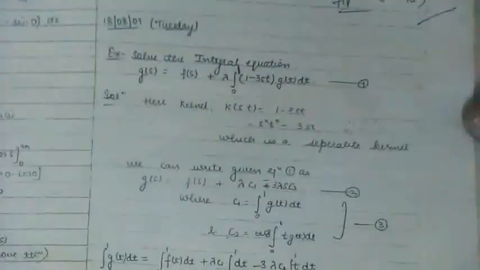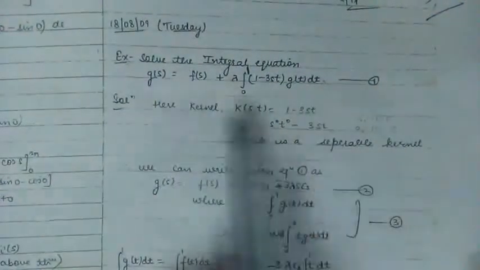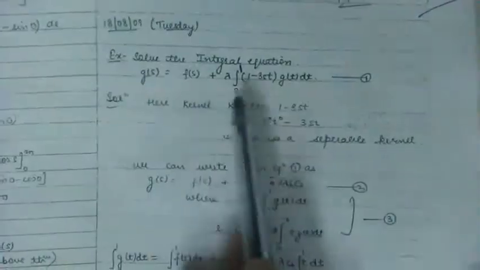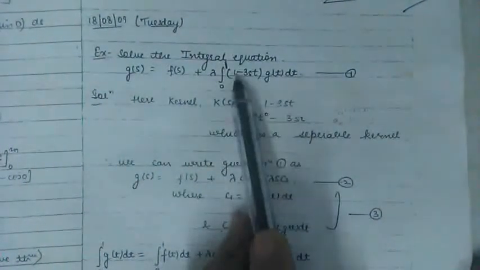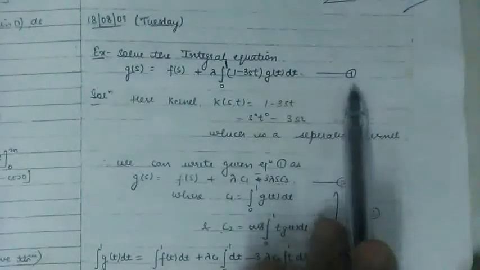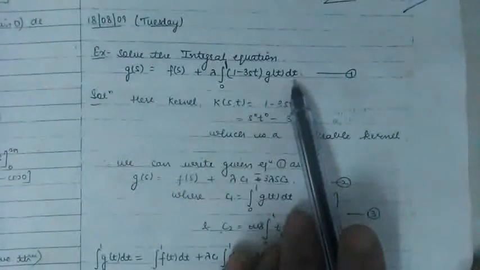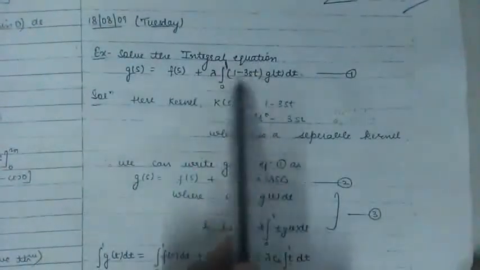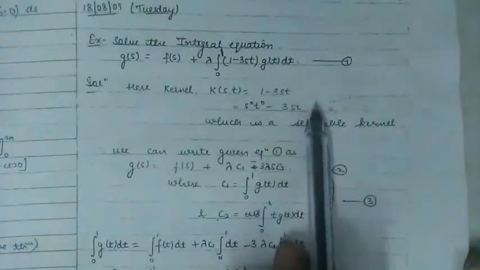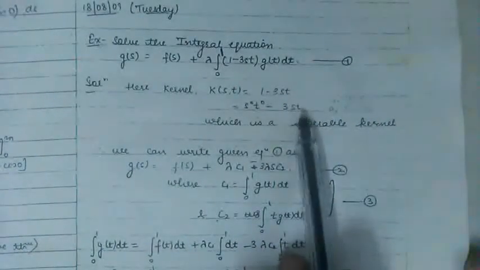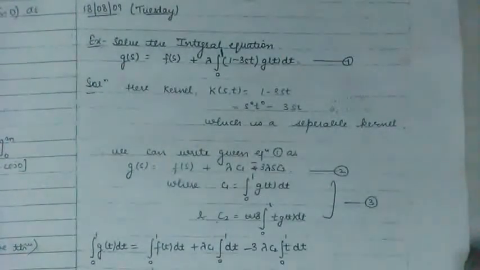So the first problem is: solve the integral equation g(s) = f(s) + lambda integral from 0 to 1 of (1 - 3st) g(t) dt. So let us discuss the solution of this integral equation. Here the kernel is a separable kernel, which is 1 - 3st. So firstly we will discuss the case when the determinant of the system is not equal to 0, as we have already done in this chapter.